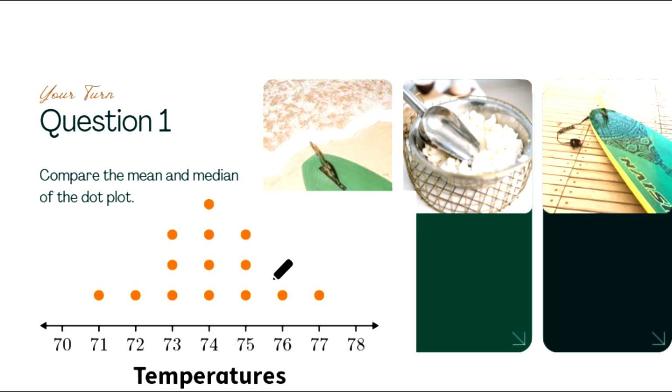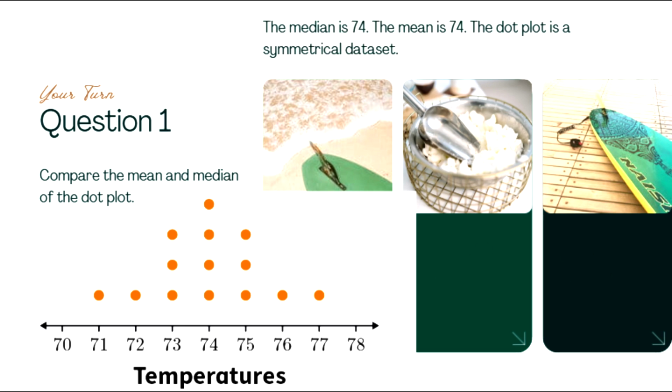Okay, we can see that this is symmetrical, so we only need to find one of these values. The median is easiest. 1, 2, 3, 4, 5, 6, 7, 8, 9, 10, 11, 12, 13, 14. 14 divided by 2 gives us 7. Okay, because we have an even number, we're going to have to take 2 data points, 1, 2, 3, 4, 5, 6, 7, this one and the next one, which means that our mean and median are both going to be 74. Okay, because it is symmetrical, they're going to be the same. That's all you need. Okay, the median is 74, the mean is 74, the dot plot is a symmetrical data set.